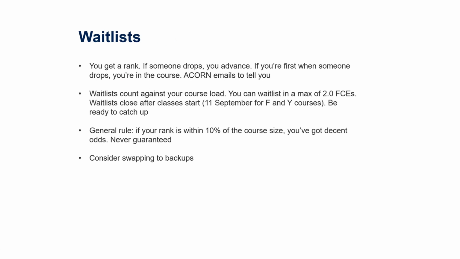Those wait lists do count against your course load for the term. During the priority enrollment period, you can only have 5 courses. And during the general enrollment period, which starts on the 30th, you can have 6 courses. So be mindful about wait lists. Wait lists close on the 11th of September, which is about a week and a half into classes. So you can stay on those wait lists and hope that you get into the course. But if you do get in, you have to be prepared to catch up.